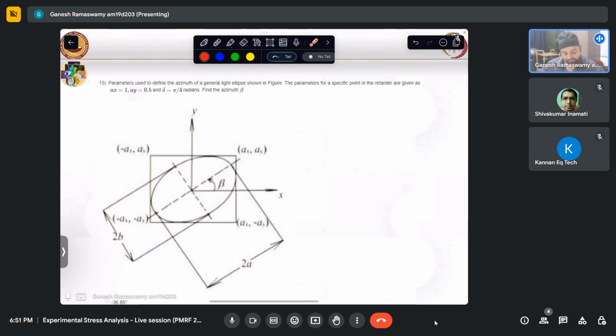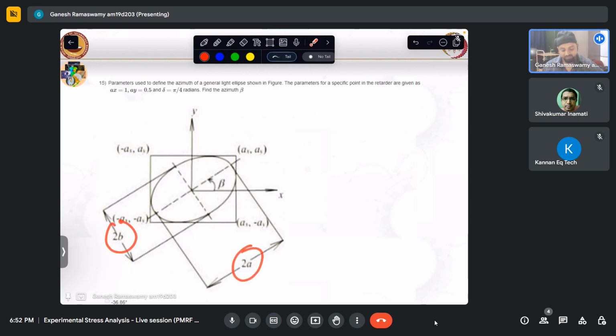Ax and ay are, if this is the major axis and this is the minor axis, we make the ellipse. Its components in the rectangular coordinate system are what is represented by ax and ay. When azimuth is 0, this will be x and this will be y, so this will be ay and this will be ax in that case. I'll just rotate the ellipse that way.